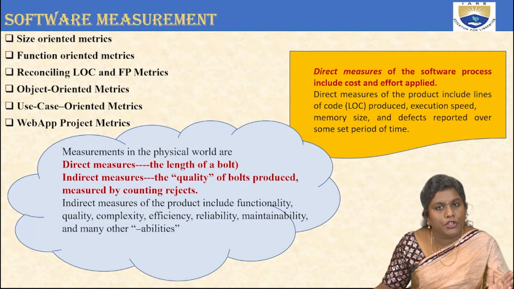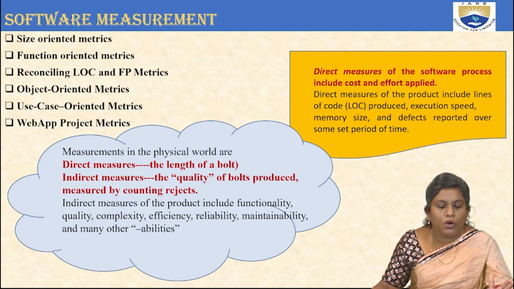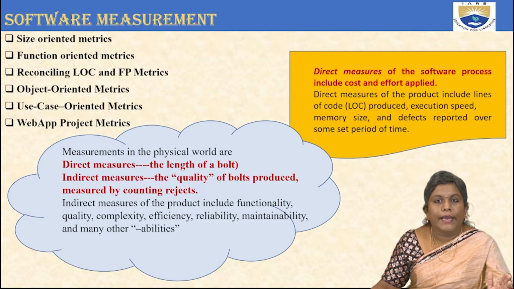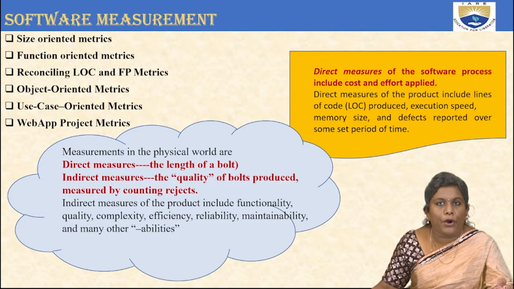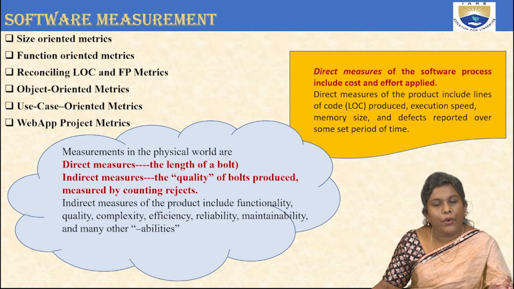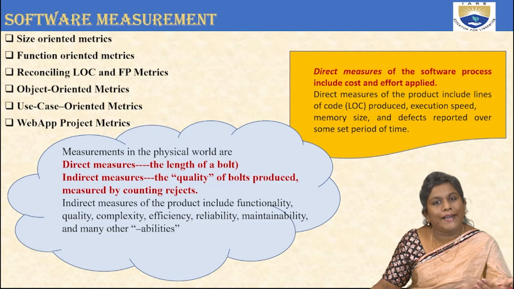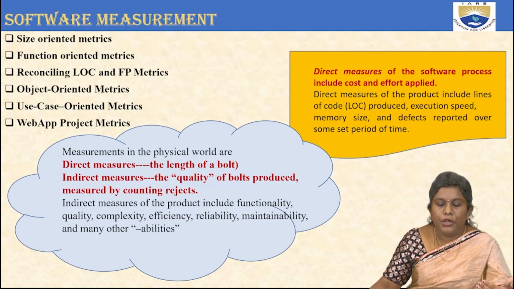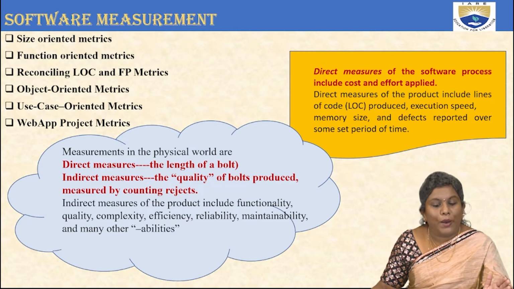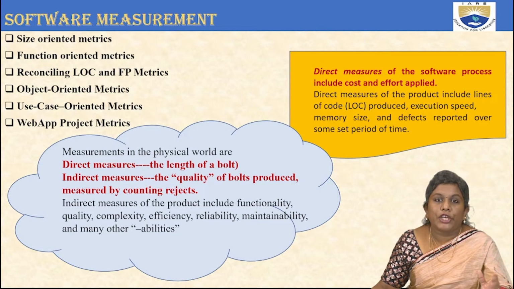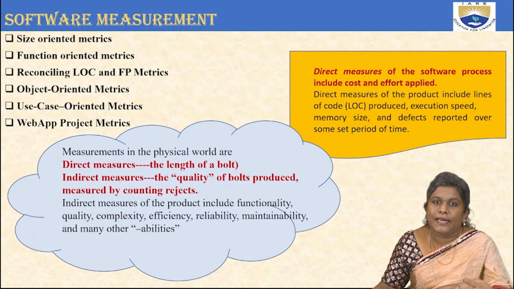Second, we have function-oriented metrics. Then we focus on LOC, that is lines of code, and FP metrics, that is function point metrics, object-oriented metrics, use case-oriented metrics, and web app project metrics, right? So looking at, I have listed so many metrics. So let us focus on what are direct and indirect metrics. If you look at the right side on the top, you have direct metrics, which includes cost and effort that is being applied.